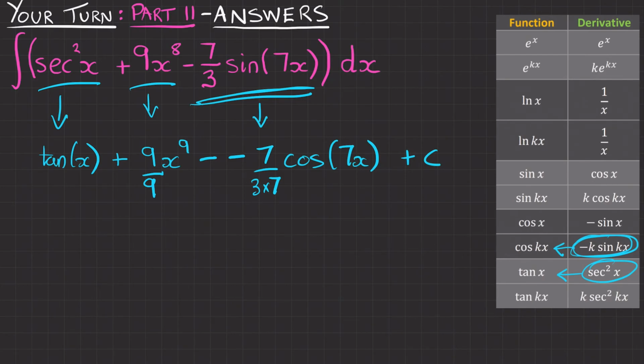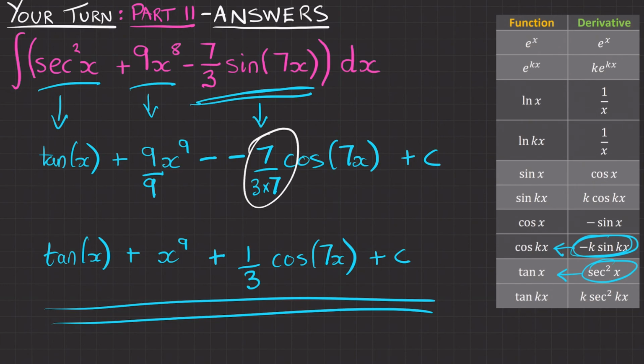Tidying this up a bit, we'll have tan x plus 9 divided by 9 is 1, so we'll just leave us with x to the 9. Minus and a minus become a plus. 7 over 3 times 7, well 7 divided by 7 equals 1, so that will just cancel out to 1 over 3. Cos of 7x plus c.